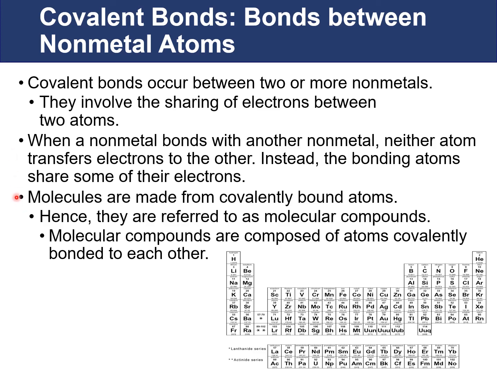The majority of molecules that we will interact with are made from covalent bonds. Hence, they are often referred to as molecular compounds. Molecular compounds are composed of atoms that are covalently bound together. The difference between a molecular compound and an ionic compound is that in a molecular compound, you can clearly tell which atoms are bound together. In the case of an ionic compound, you cannot tell which electrons came from which atom.